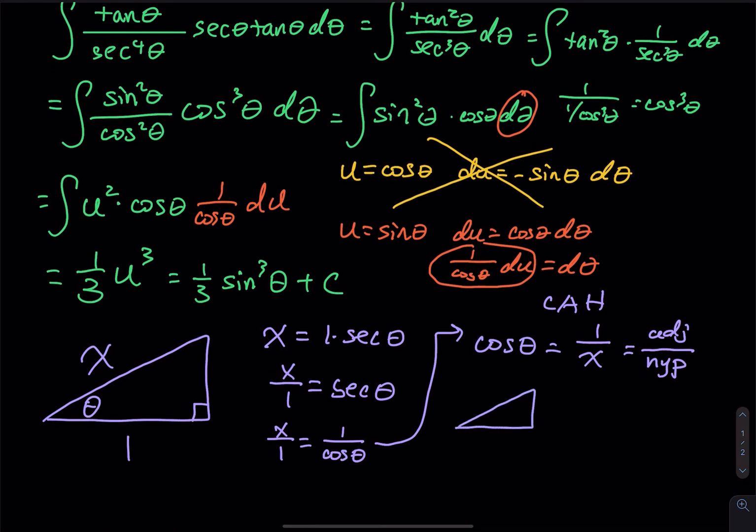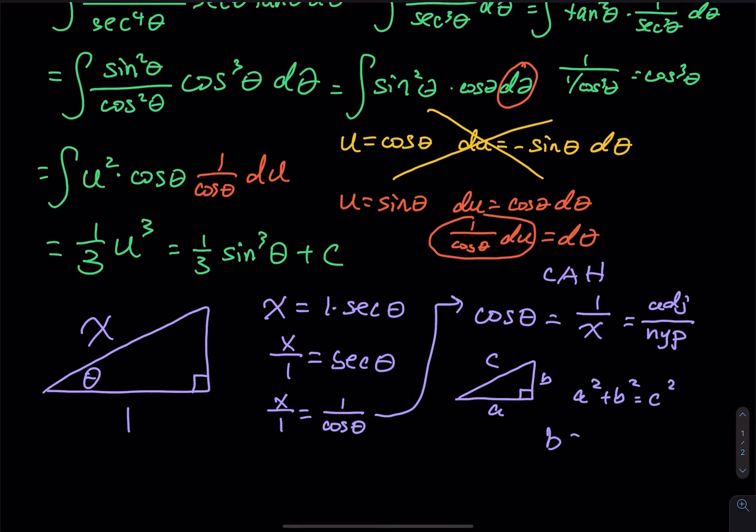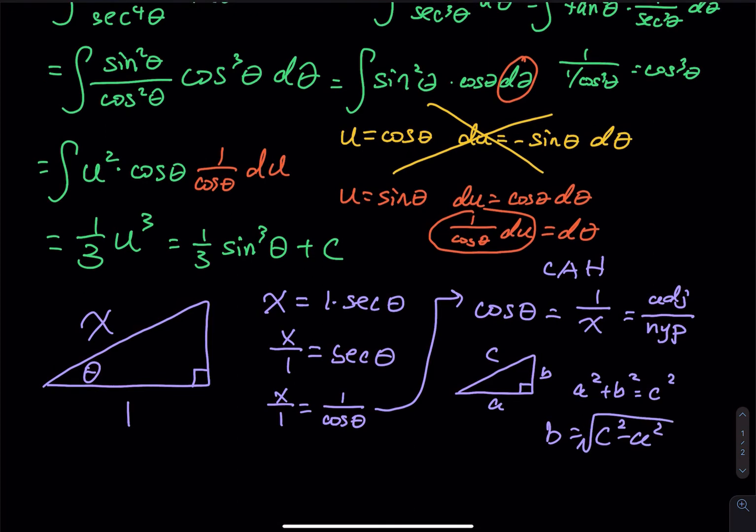So you draw this, and then using the Pythagorean theorem, we have a squared plus b squared equals c squared. And then b is equal to c squared minus a squared, right? And then you take the square root of that. In here, b is equal to x squared minus 1. So this is the square root of x squared minus 1, c squared minus a squared.